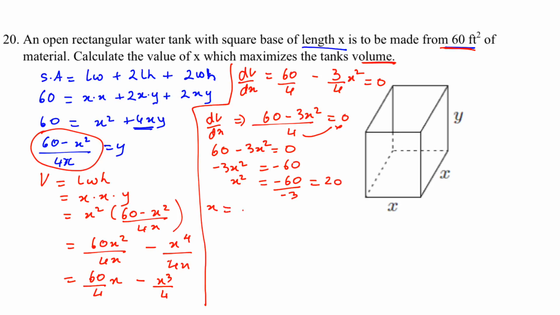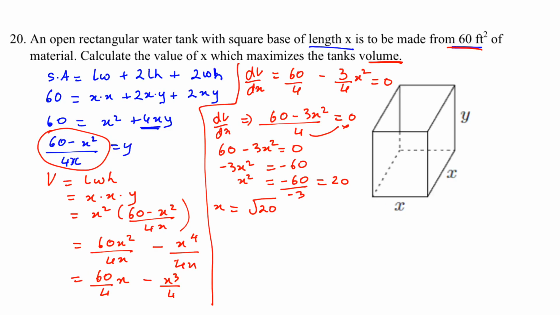X is equal to square root 20. We take positive because dimensions cannot be negative. If you round it to 2 decimal places, it is equal to 4.47. You have found your x. You have to find all the unknown quantities, whether they ask you or not. I've seen in the mark scheme, sometimes they give you marks for things they have not asked for.